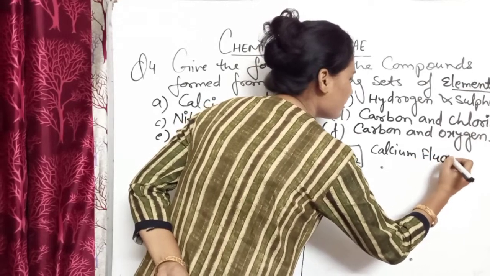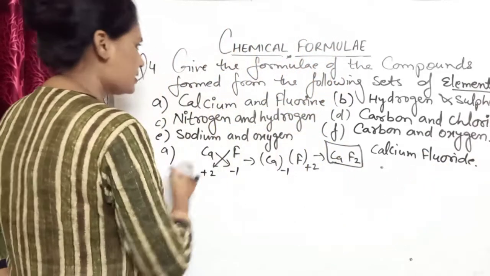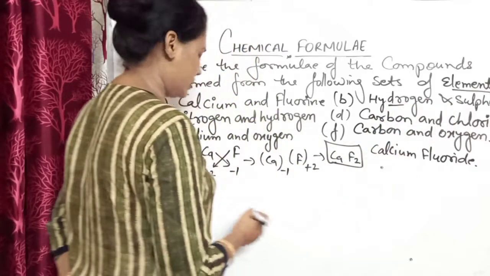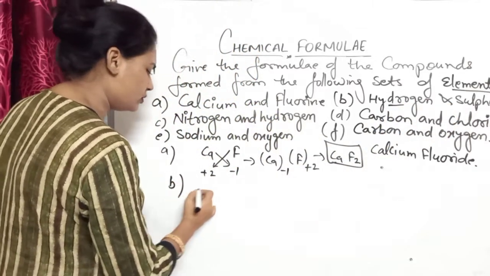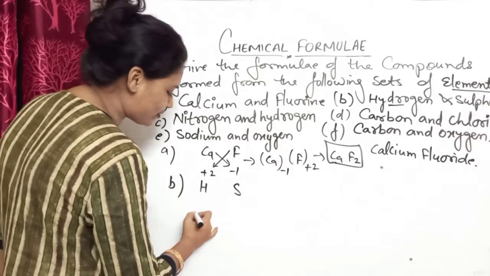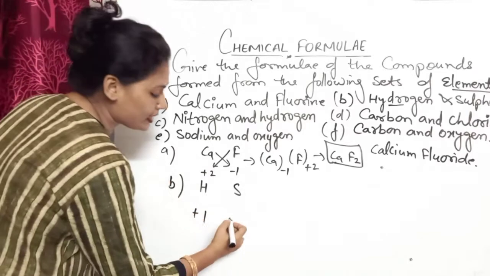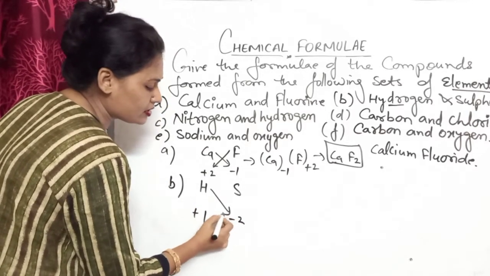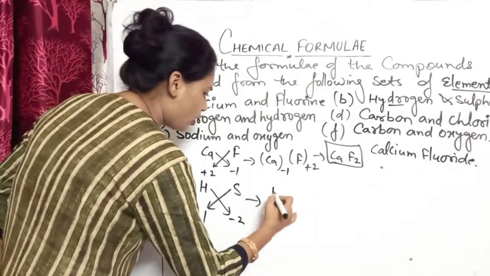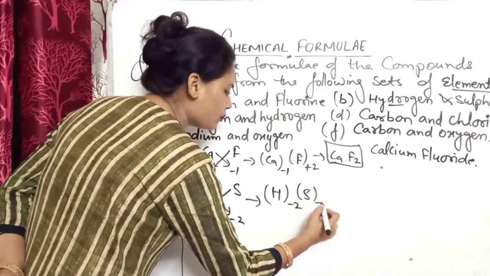Calcium fluoride. So the name of the compound is calcium fluoride. Second compound, that is the set of hydrogen and sulfur. Hydrogen has +1 valency and sulfur has -2 valency. Just cross over the valency and write the valency as subscript. Along with the H you will write 2 and along with S write 1.